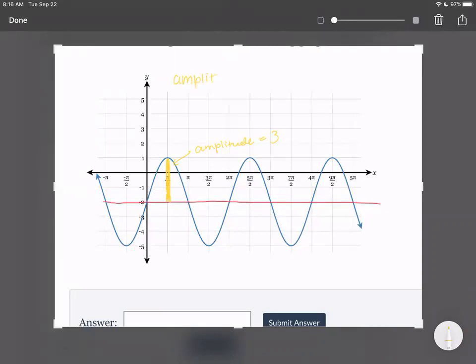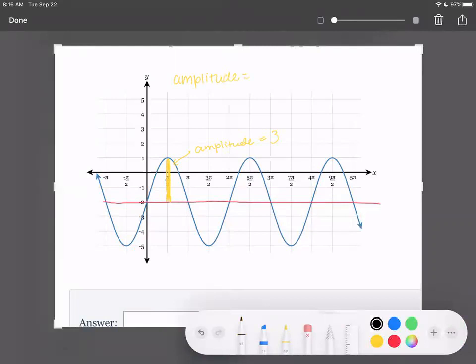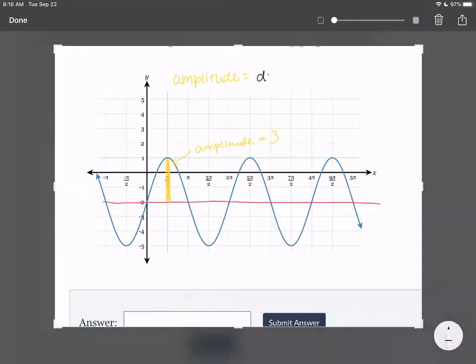The distance, let me write it out. Amplitude: I'm going to write it in black just because I'm writing words now. Distance from midline to top or bottom of graph. Okay, so that's what your amplitude is.